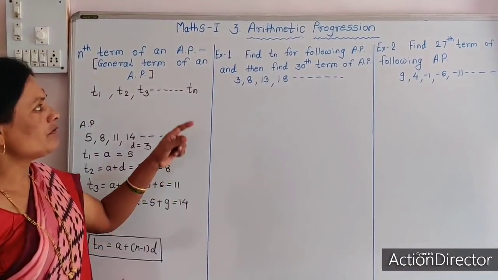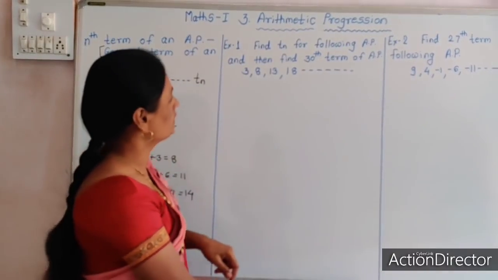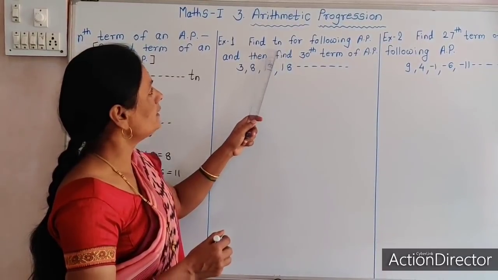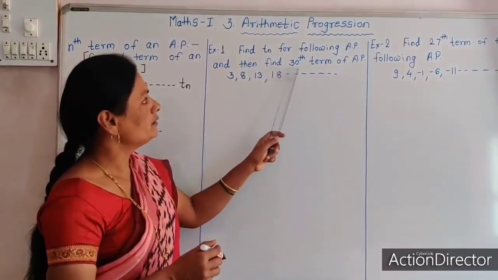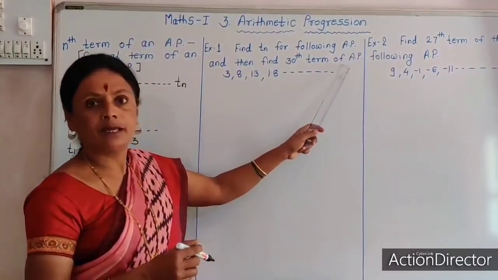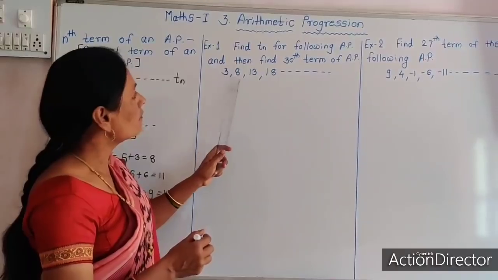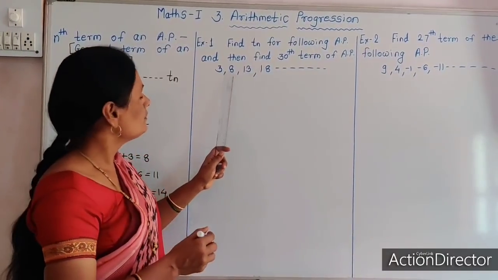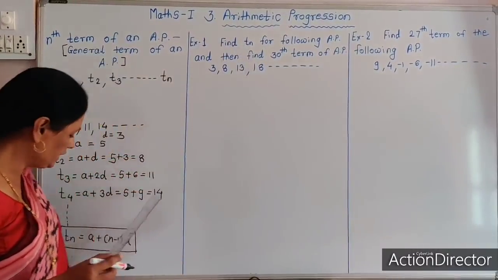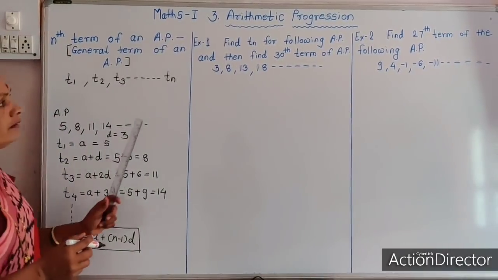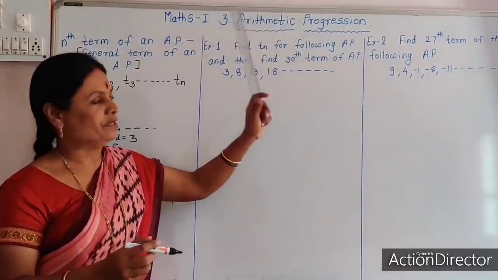Now, here we have the first example. Find Tn for the following AP and then find the 30th term of the AP. Here we have the given AP. From this arithmetic progression, AP means arithmetic progression, first we have to find Tn using that formula, and after that we find the 30th term of the AP.